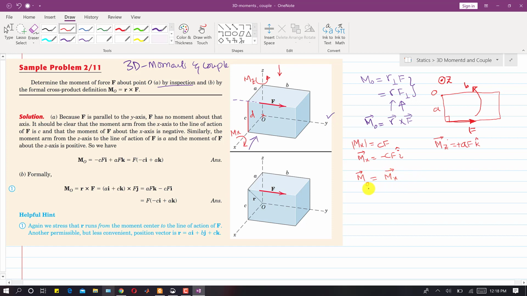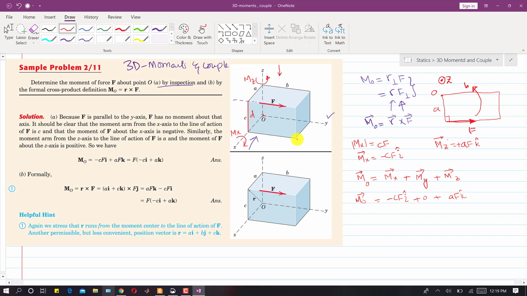So now we can write that this moment about O has two components, one is the x component and the other one is the z component, and the y component is 0, right? We can write it like this, so this will be moment about z. So now I will write minus C F i, and this is 0, and this is A F k, right? So this is moment about O.